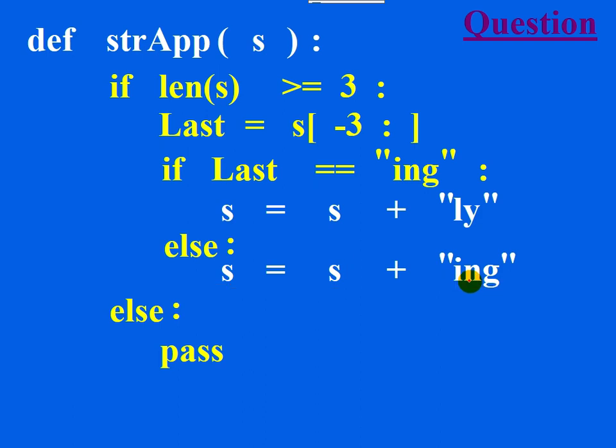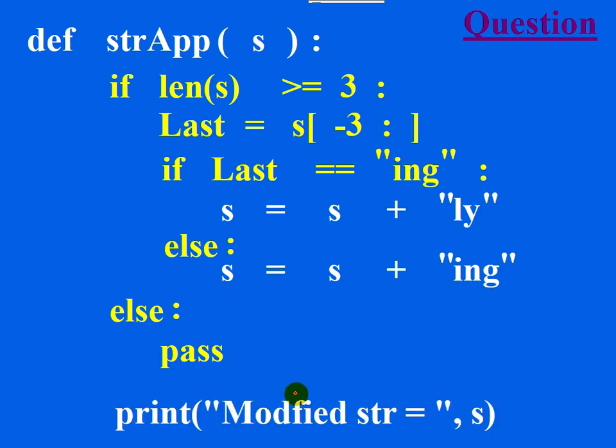Okay, and finally the answer should be displayed: modified string equals, that is there in the variable s. Okay, so finally you can display the answer. Now the indentation of the print statement is very important. See, it should be indented like this. So indentation is very important. Okay, so this is how you solve the problem.